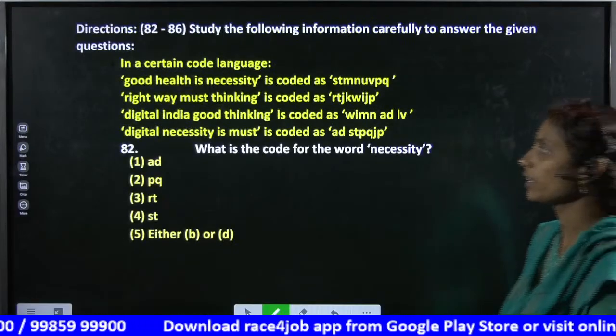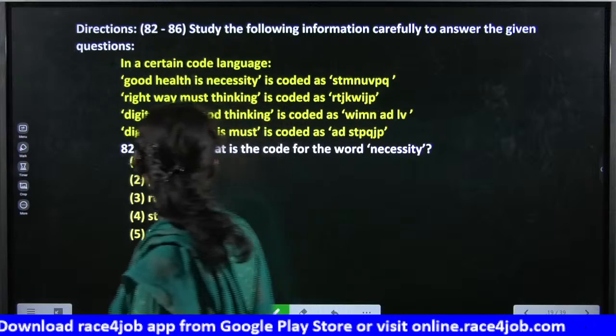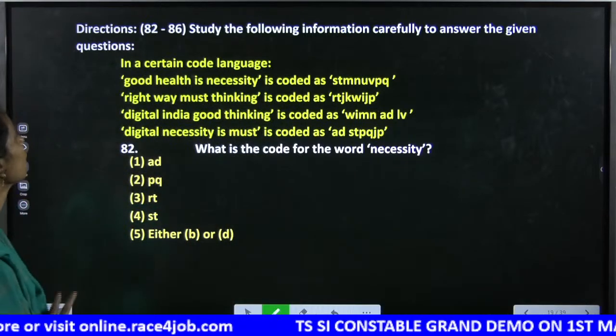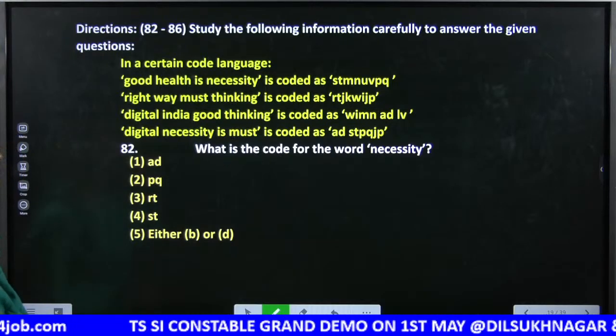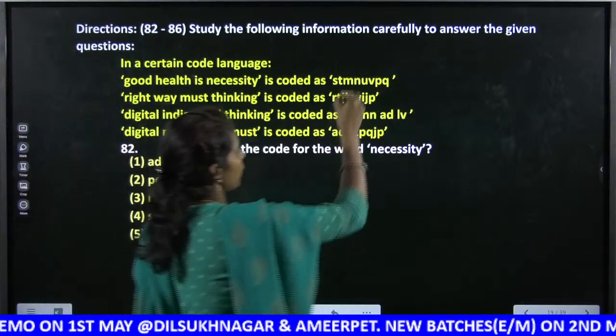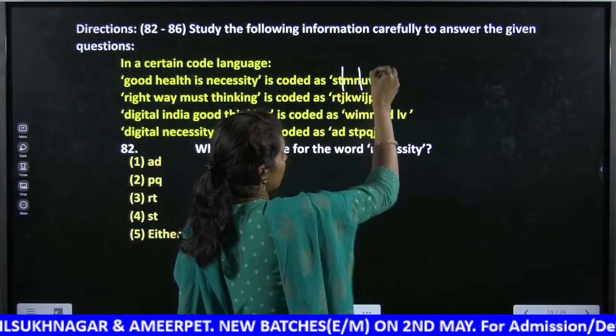Okay, and here we have the next question. Consider only two letters, right? In a certain code language, good health is a necessity is coded as. I'll make a slash mark here.